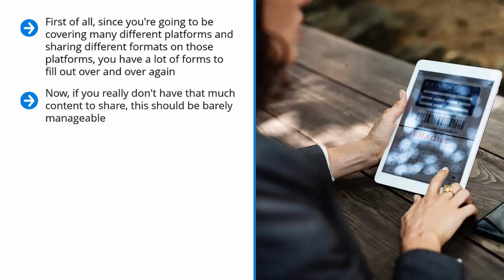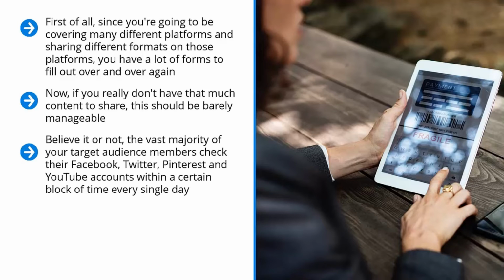Now, if you really don't have that much content to share, this should be barely manageable. But if you're looking to maximize your visibility by publishing on your social media accounts several times a day, you need to automate. Unfortunately, simply plugging in information into content publishing tools is not going to do you much good. You have to know when to publish. Believe it or not, the vast majority of your target audience members check their Facebook, Twitter, Pinterest, and YouTube accounts within a certain block of time every single day. Post outside of that block of time and you miss the eyeballs of the vast majority of your audience members. Sounds good so far, right?